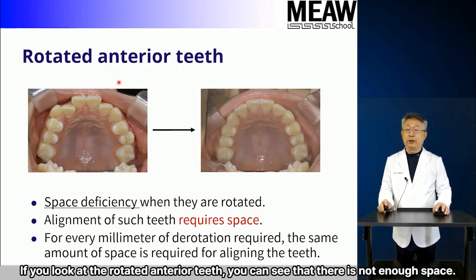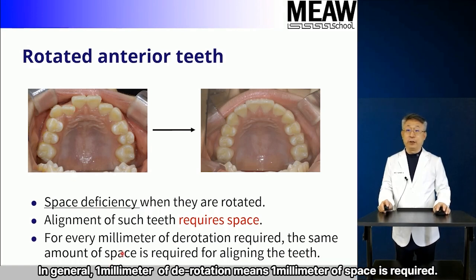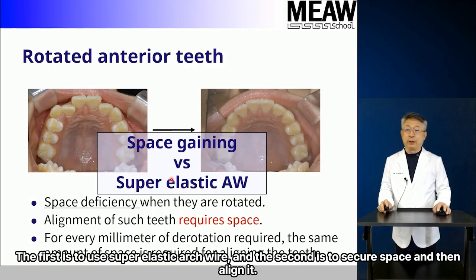If you look at the rotated anterior teeth, you can see that there is not enough space. In order to properly align the rotated teeth caused by lack of space, you need to create the space. In general, 1 millimeter of derotation means 1 millimeter of space is required. There are 2 main ways to gain space. The first is to use superelastic arch wire, and the second is to secure space and then align it.